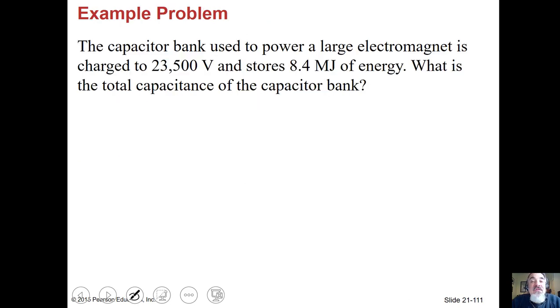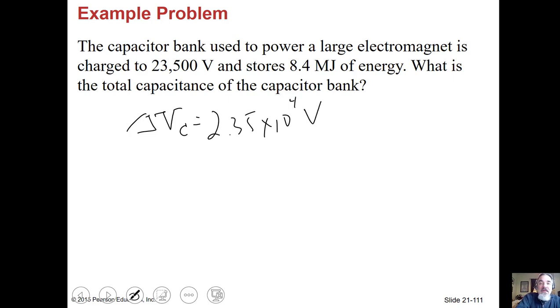Okay, so a capacitor bank used to power a large electromagnet is charged to 23,500 volts and stores 8.4 megajoules of energy. What is the total capacitance? Okay, so let's write down what we know. The voltage across the capacitance, I'm going to write it like this, 2.35 times 10 to the 4th volts. The energy stored in the capacitor, 8.4 times 10 to the 6th joules. We want to know the capacitance.